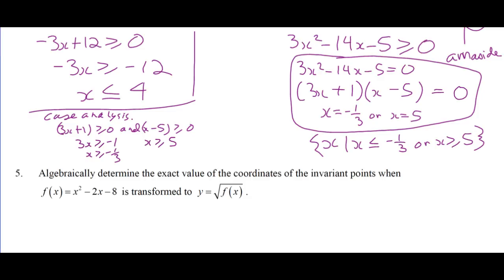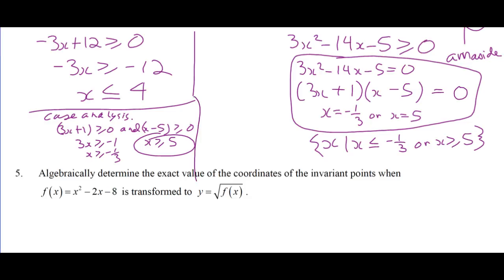And we take the more restrictive, right? If x is greater than or equal to negative 1/3 and x also has to be greater than or equal to 5, then this case results in telling me that x must be greater than or equal to 5. And that's when I know both of those are going to be positive and their product will be greater than or equal to 0.